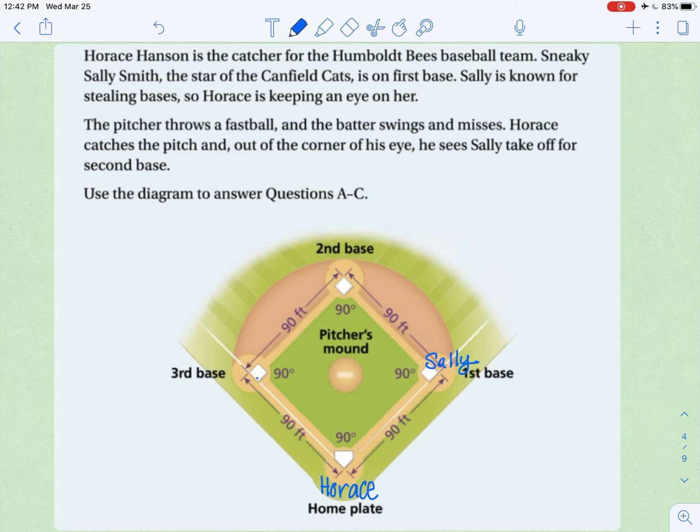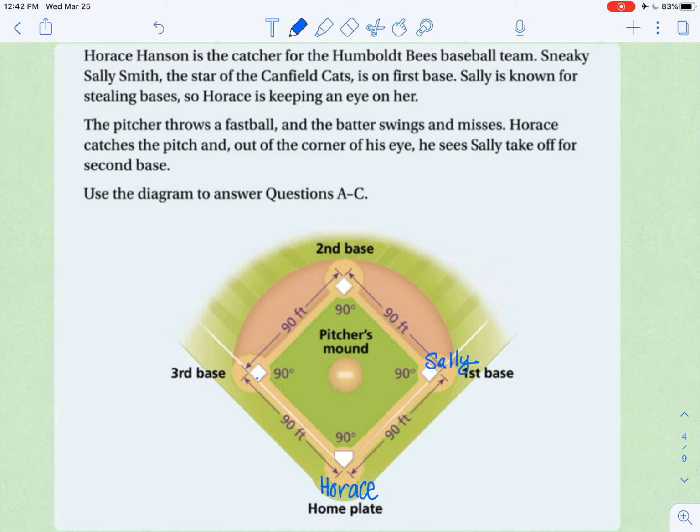So the scenario is Horace Hansen is the catcher for the Humboldt Bees baseball team. Sneaky Sally Smith is the star for the Canfield Cats, and she's on first base. Sally is known for stealing bases, so Horace is keeping an eye on her. The pitcher throws a fastball, and the batter swings and misses. Horace catches the pitch, and out of the corner of his eye, he sees Sally take off for second base.